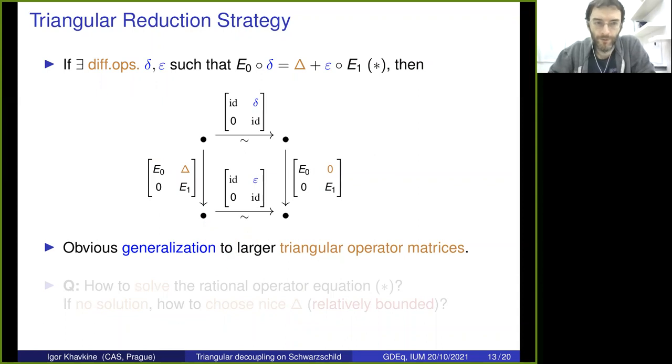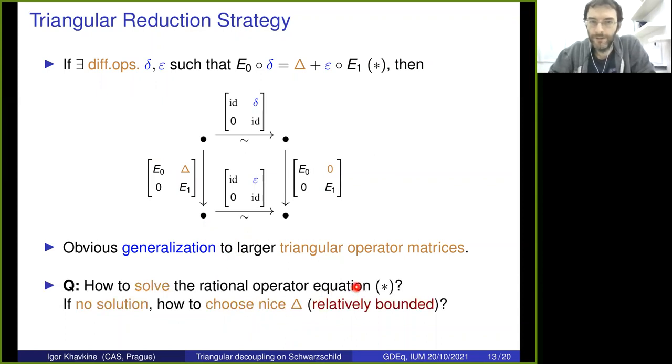So the main question is basically, how do we solve this equation, which I marked by star. Okay, and it's possible that sometimes for particular delta there is no solution, right? So such a system would be irreducible in some sense.